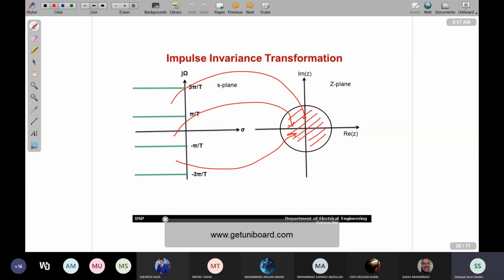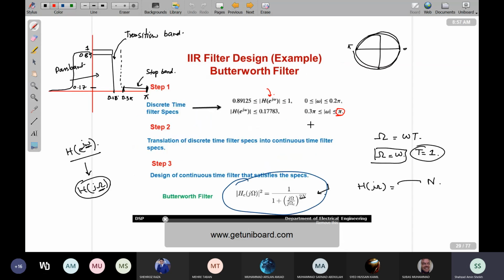So we also discussed there's another way of transformation. Whatever on the j omega axis was from minus infinity to infinity, whatever it was between pi over T and minus pi over T is transformed into this circle. From pi over T to 3 pi over T would be transformed into this circle. As a result, it's a many to one mapping, and this creates aliasing in the frequency response of the discrete time filter.